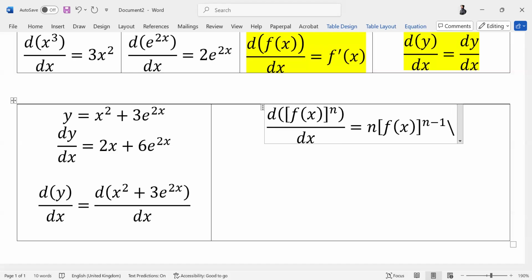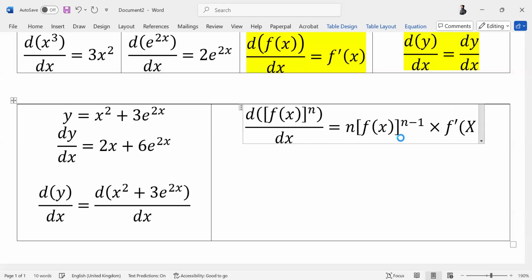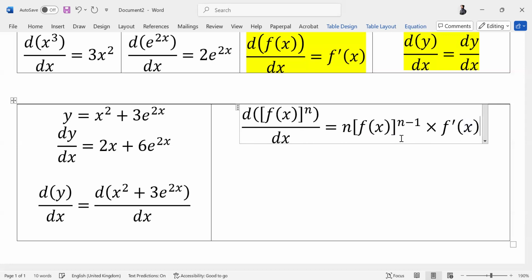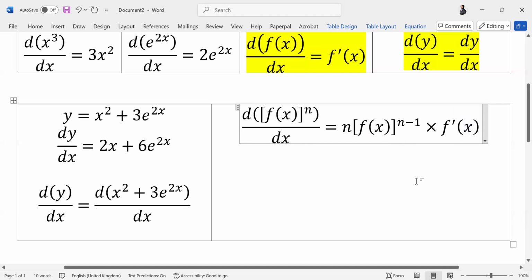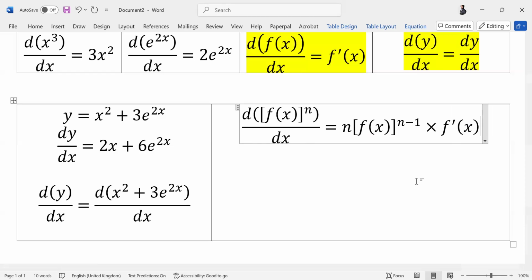Then we multiply by f dash x. Keep writing everything. All of this becomes very important because this is where we are going eventually. Did I even tell you what function I am talking about? Whether it's an algebraic function, exponential function, trigonometric function. Did I even mention the function? I just wrote fx.